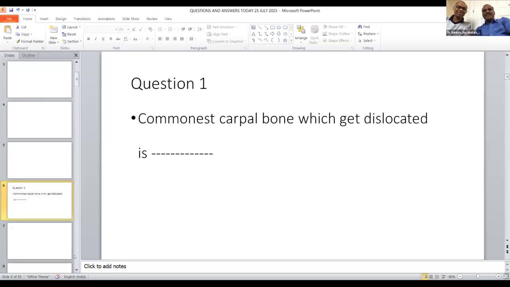So the first question is the commonest carpal bone which gets dislocated. The answer is lunate bone, and the winner is Trinath. Trinath is the winner. Trinath is available there. Yes, sir. You are from which college? Chettinad Medical College, sir.